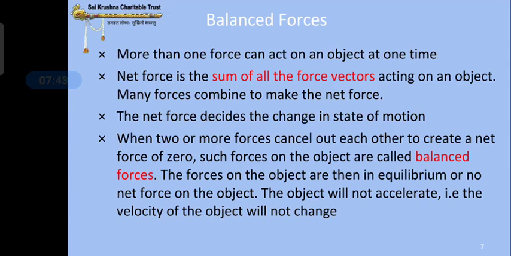It will be in equilibrium position, which means what? It will be at rest. Okay. So the forces on the object are then in equilibrium and there is no net force on the object. The object will not accelerate, that is, the velocity of the object will not change. Clear, children? So balanced force means the object will be at rest.